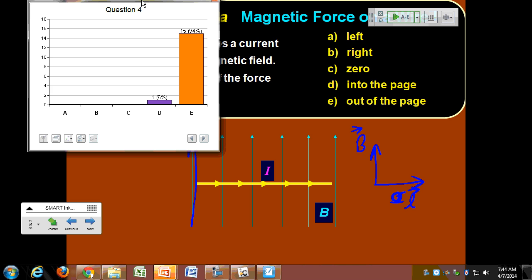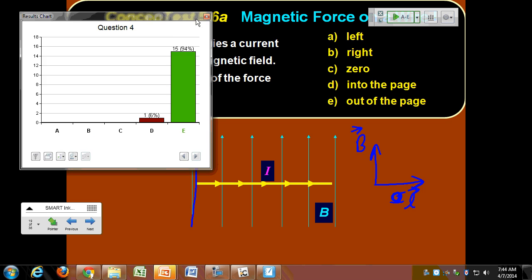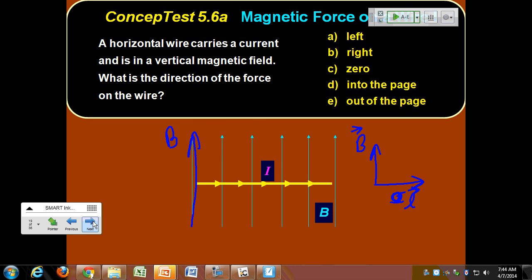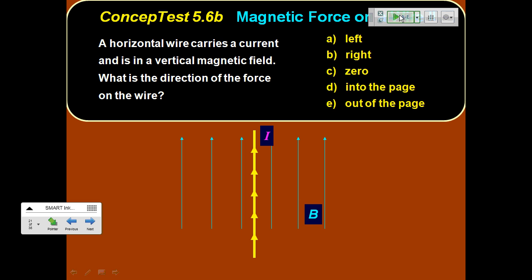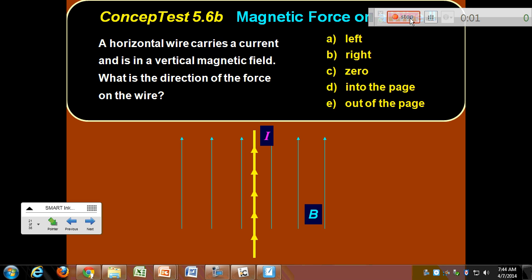That's not right, is it? Oh yeah, that is right. Yeah. So almost the whole class got it wrong. Right. That is right. Here we go. Wire up, magnetic field up.